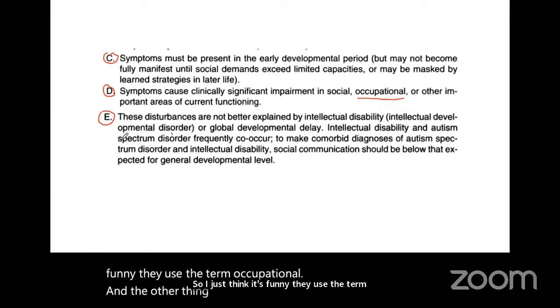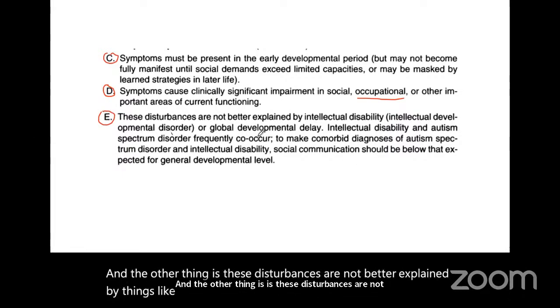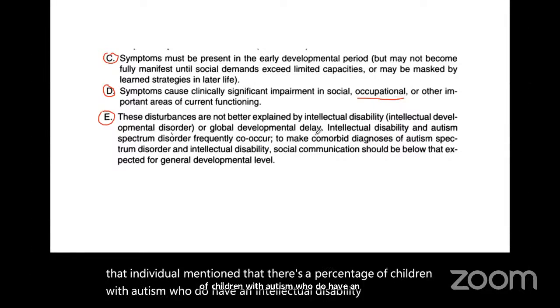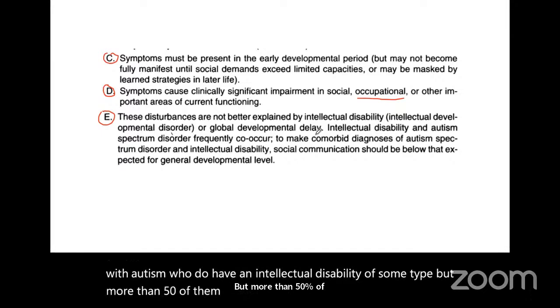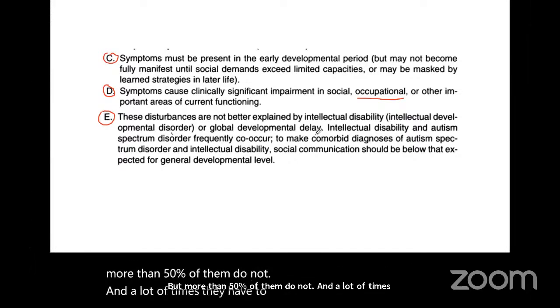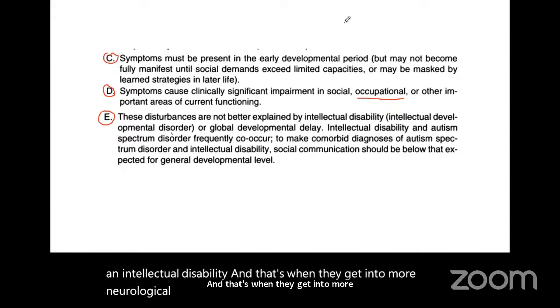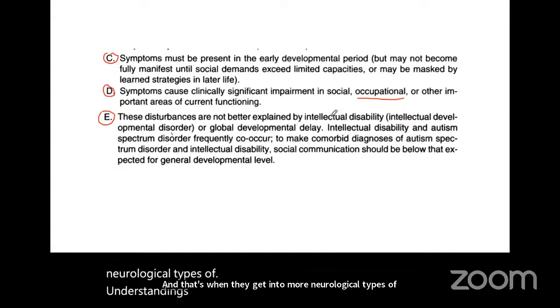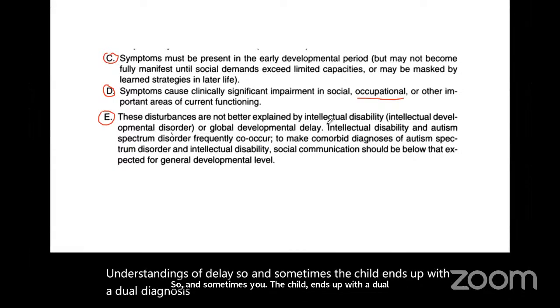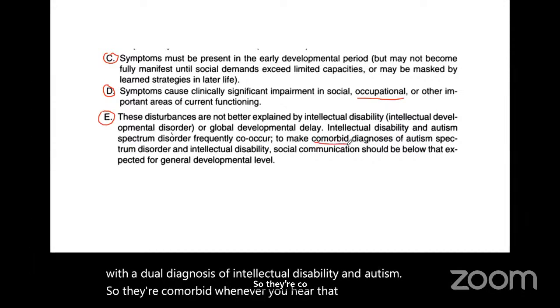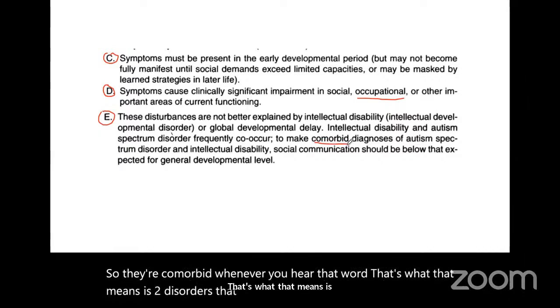And the other thing is these disturbances are not better explained by things like intellectual disorder or global developmental delays. So there's a percentage of children with autism who do have an intellectual disability of some type, but more than 50% of them do not. And a lot of times they have to differentiate, is this autism or is it an intellectual disability? And that's when they get into more neurological types of understandings of delay. Sometimes the child ends up with a dual diagnosis of intellectual disability and autism. So they're comorbid. Whenever you hear that word, that's what it means, two disorders that are occurring together. Okay.